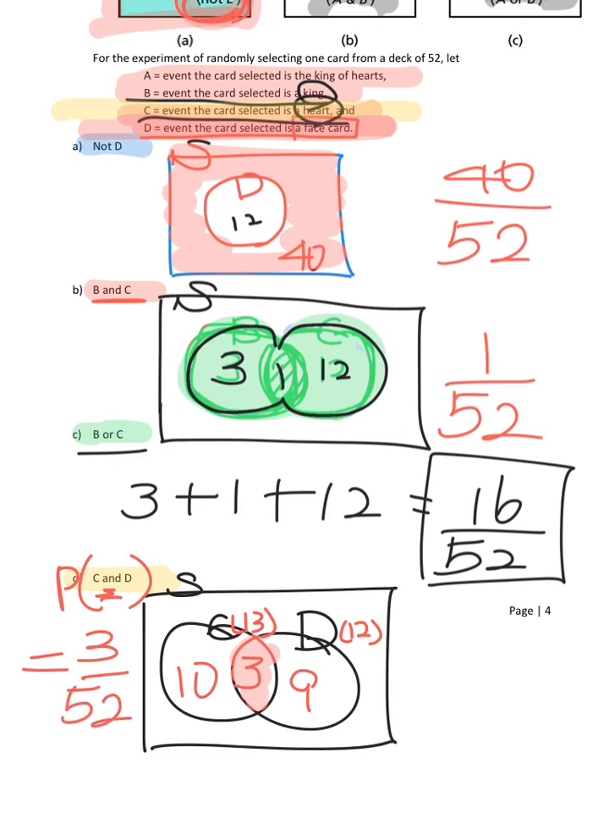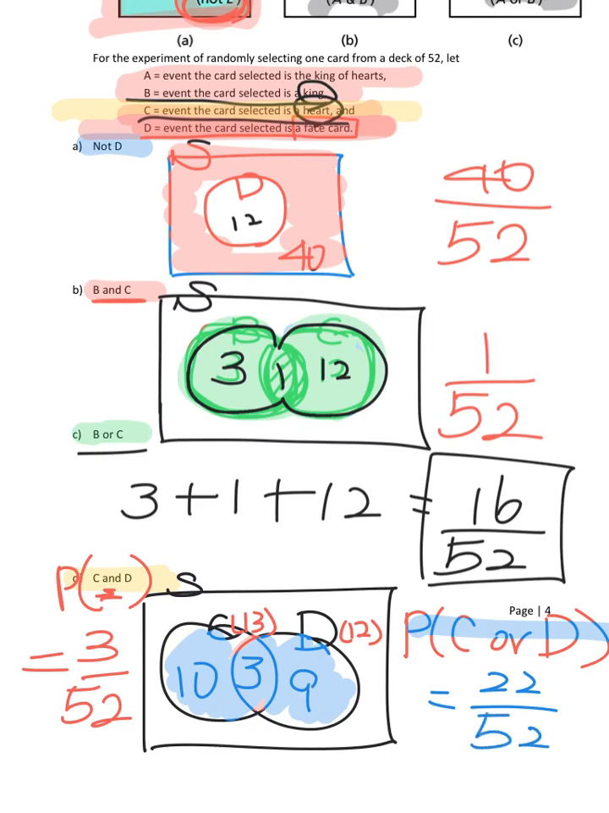Let me ask you the other one. What will be the probability C or D? C or D. Combine them together. 10, 3, also 9. How many? 22 out of 52 again. If you want to, you can simplify the ratio to get the simplified probability. Okay? Last question.